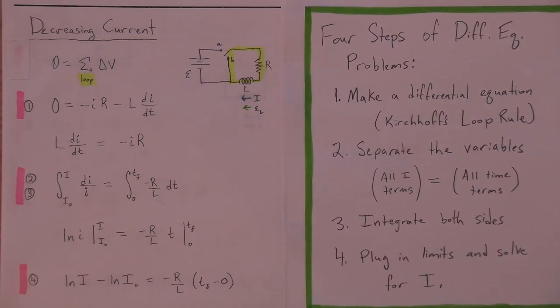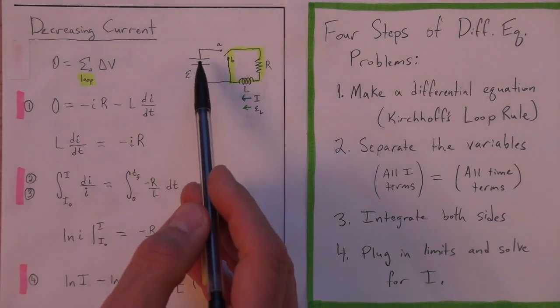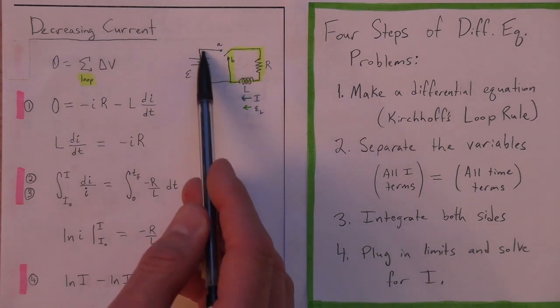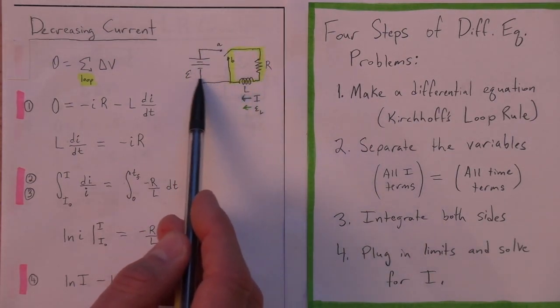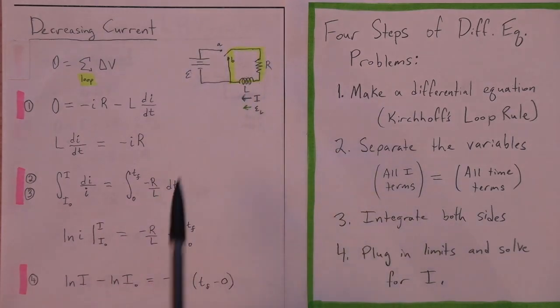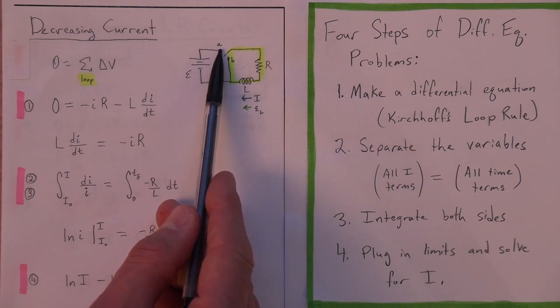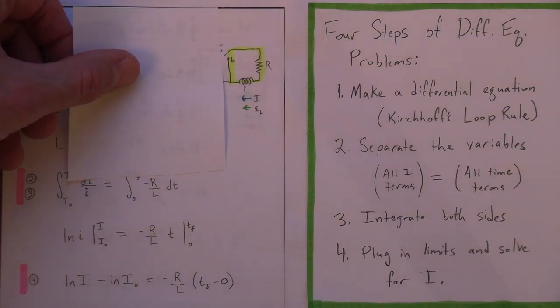So let's follow that process with this circuit. Here we have a battery. We flip the switch into A and we let the current build up. So that's like the last problem. It takes time for the current to get to its final value. Eventually the current gets up to its final value and we flip the switch down to B. And then what's left is basically this, just the resistor and the inductor.